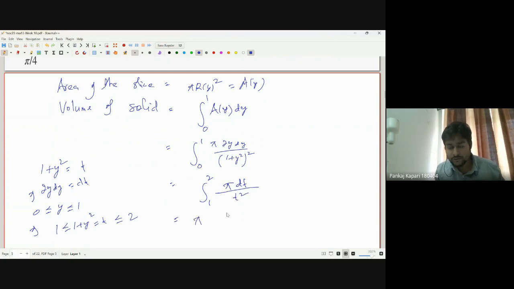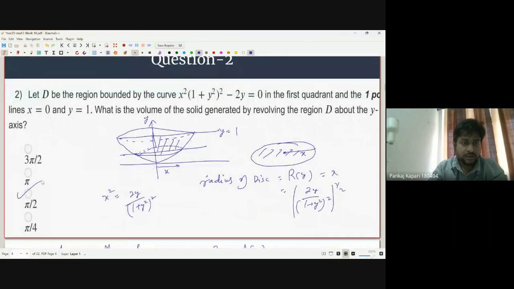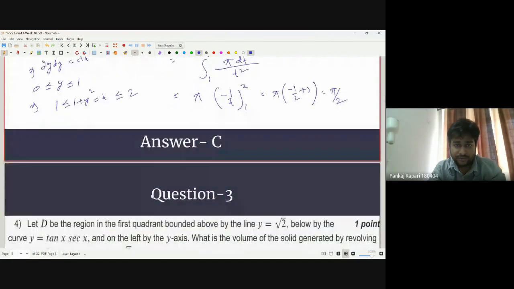Now the integral of 1 over t square is just minus 1 over t. Put upper and lower limits. That will give you minus half plus 1, and that is equal to pi by 2. Okay. So that's why pi by 2 was the volume. So here the third option is the correct option.